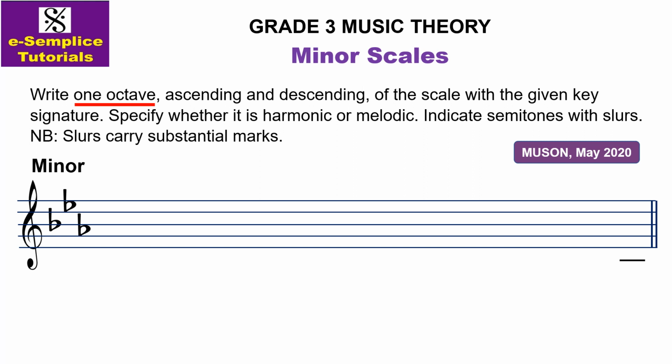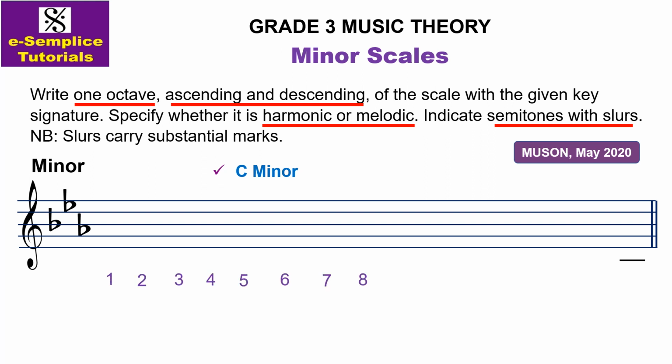But then let's highlight the requirements. 1 octave, ascending and descending. Specify whether harmonic or melodic, and then indicate the semitones. So the suspected key here, of course, is C minor. So with this knowledge, let's just go on and write our scale. We are doing an ascending scale which will go from 1 to 8, and at the same time we will descend, and that will go from 8 to 1.